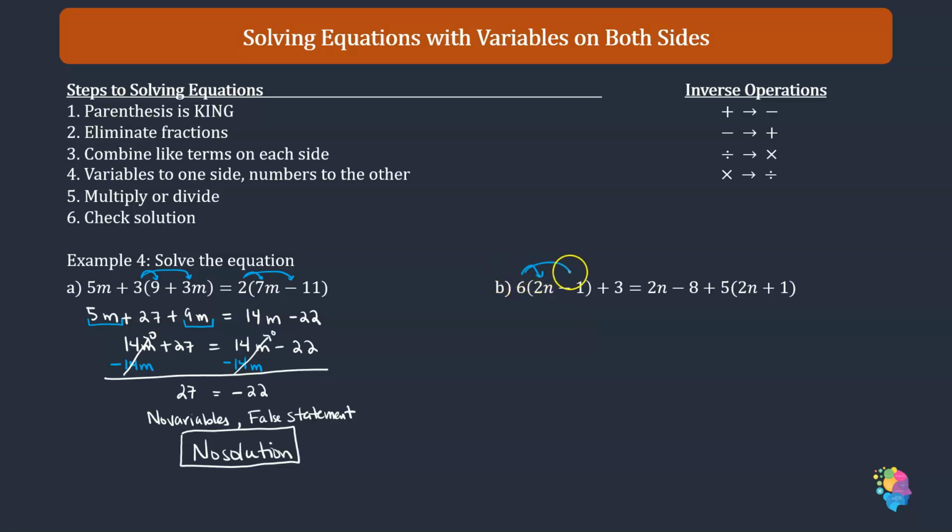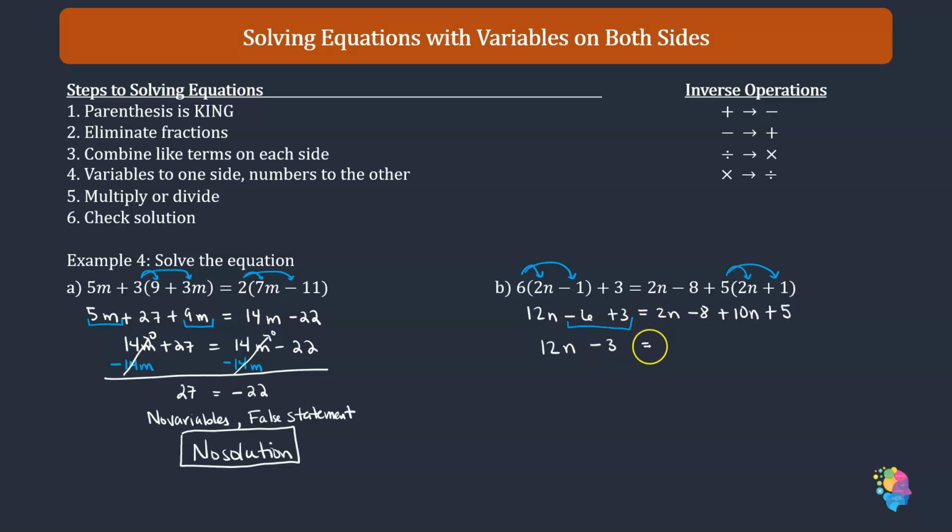We do have a few parentheses. So this 6 times 2n is 12n, 6 times minus 1, negative 6, plus 3 equals 2n minus 8. 5 times 2, that's positive 10n, and 5 times 1 is just positive 5. Let's collect like terms on the left since there are no fractions to take care of. That's going to become 12n minus 3.